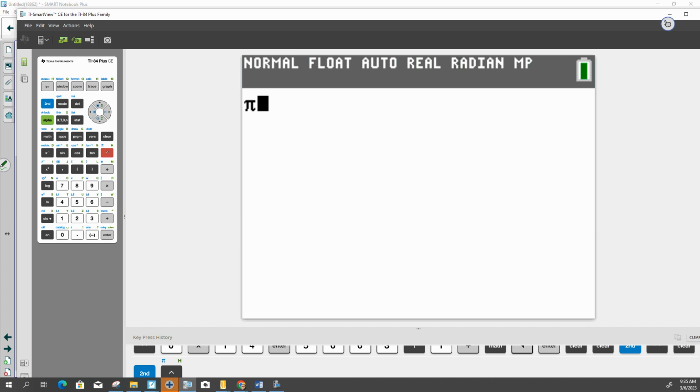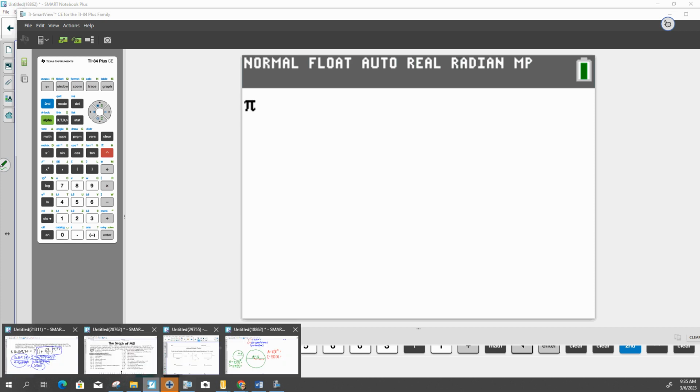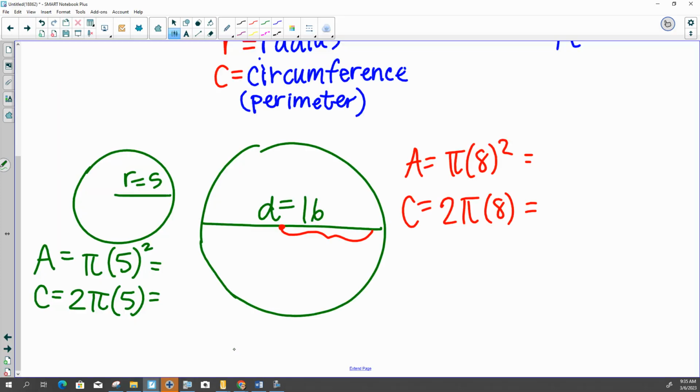My calculator? Oh, yeah. The company that the school bought like millions of calculators from, I said, can I get one to show on my board? And they're like, sure.